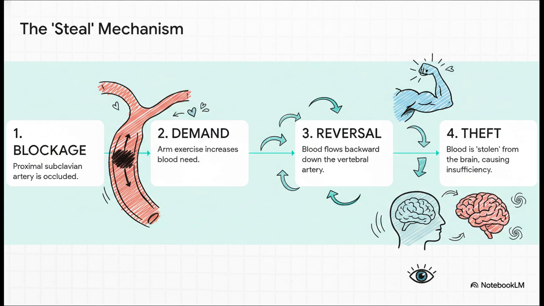And when the patient exercises that arm, the demand for blood skyrockets, sucking even more blood away from the posterior part of the brain. And that is what leads to vertebro-basilar insufficiency. We're talking syncope, vertigo, even visual changes.